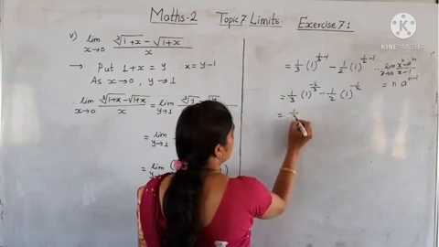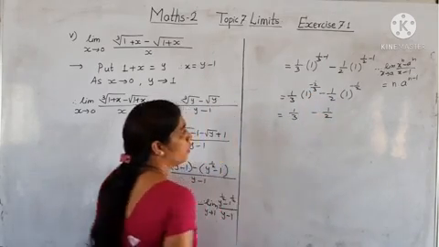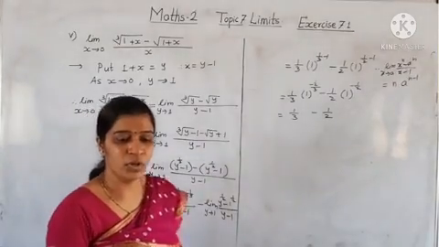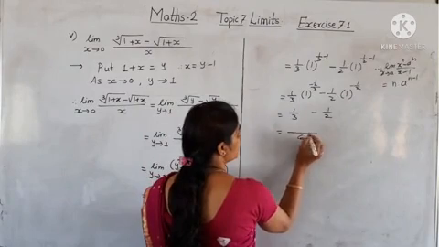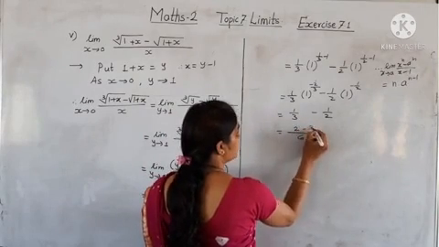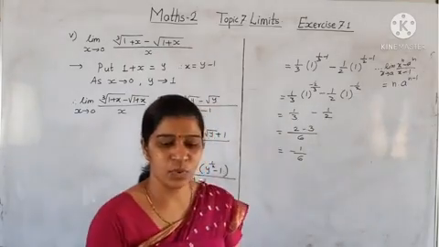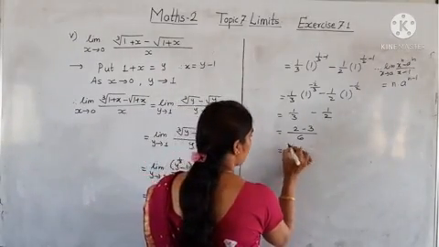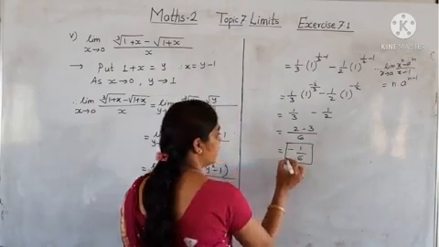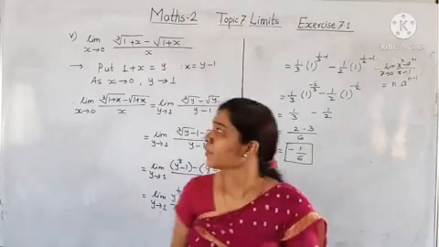1 raised to something is 1. So 1 upon 3 minus 1 upon 2. Take the LCM here: 3 twos are 6. 2 minus 3 is equal to minus 1 upon 6. So our last answer is minus 1 upon 6. Okay students, understand?